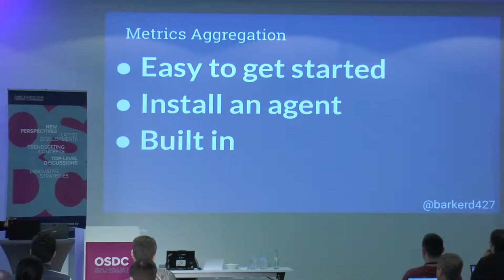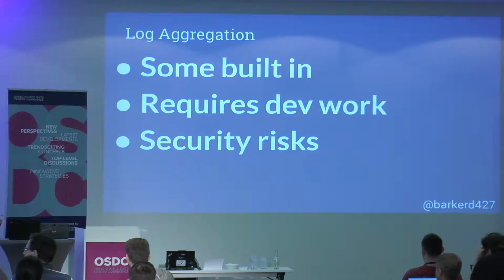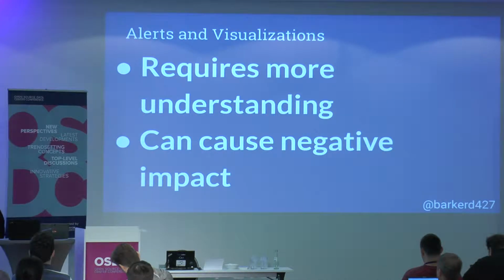A lot of times you can just install an agent and you can get all of your CPU and memory metrics. A lot of tools these days have metrics built into them. So you can get information from the application very quickly, like Ruby on Rails. Log aggregation has some built into the system, like Linux operating systems, some built into dev frameworks, but usually it requires more dev work and there's security risks.